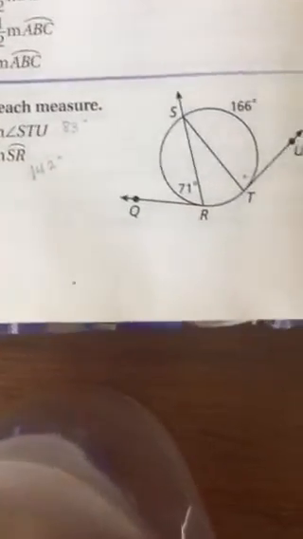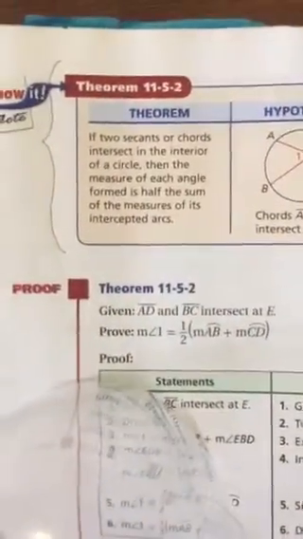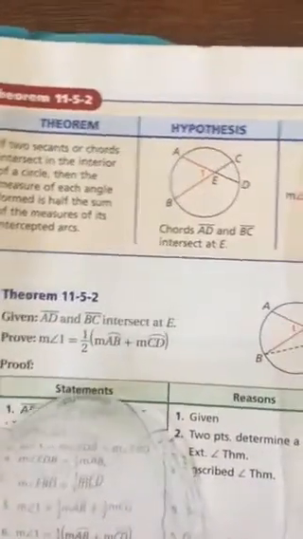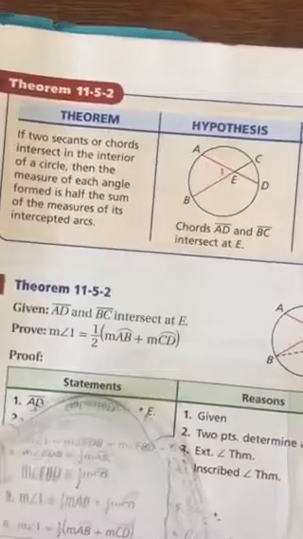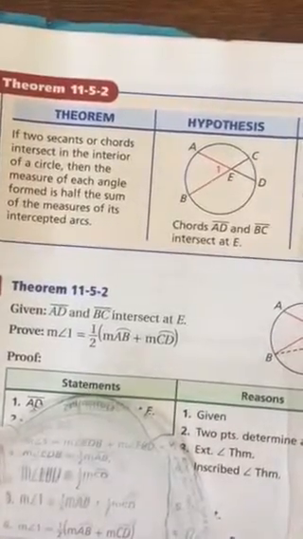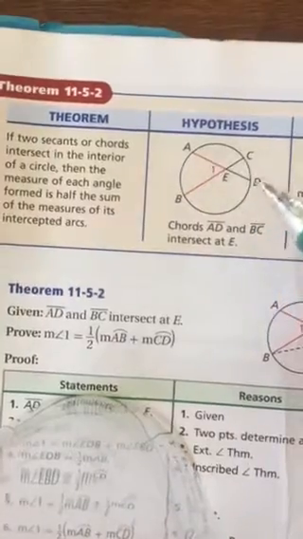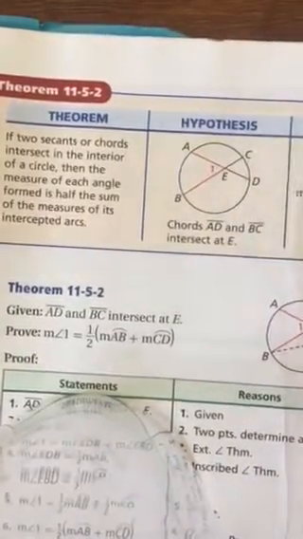All right, moving on, let's look at the next theorem. I am now at the top of page 783. This is theorem 11-5-2, and what it tells us is that if two secants or chords intersect in the interior of a circle, which you can see that these do. These are chords, and they intersect in the interior, meaning the inside of the circle.